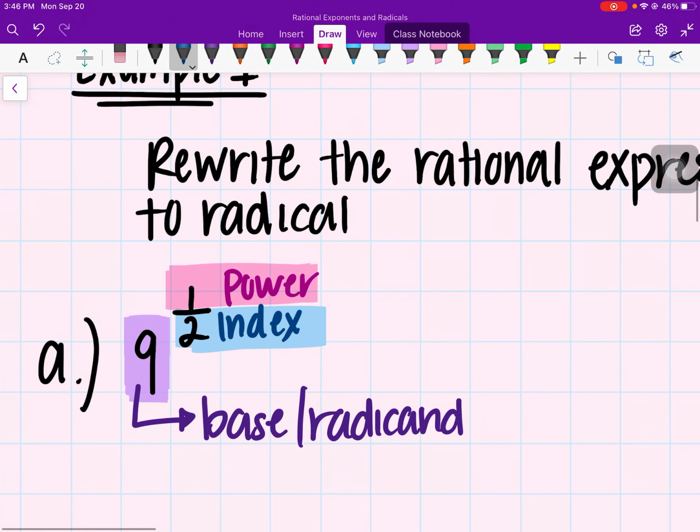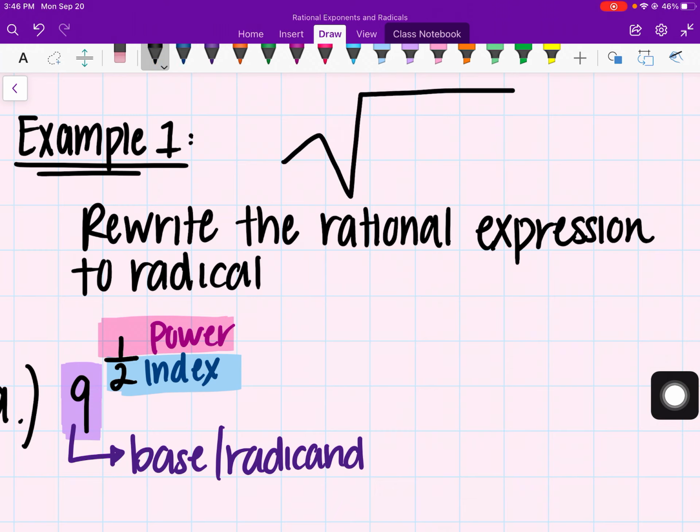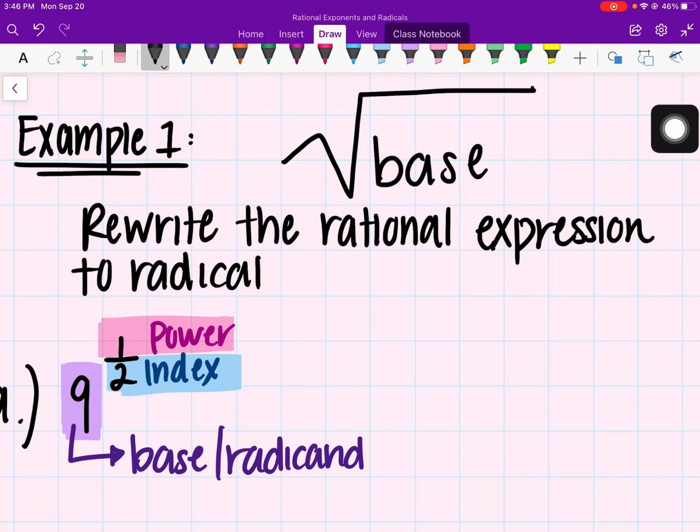So whenever you have a rational expression, once again, it's a rational expression because it has an exponent that is a fraction. And we want to go ahead and express it as a radical. Whenever we rewrite the radical, I'm going to go ahead and start off. Once again, this is our symbol for radical. Inside of the radical, we have our base. Along with the base, we have our power. So all of this is inside the radical. And on the outside, we have the index.